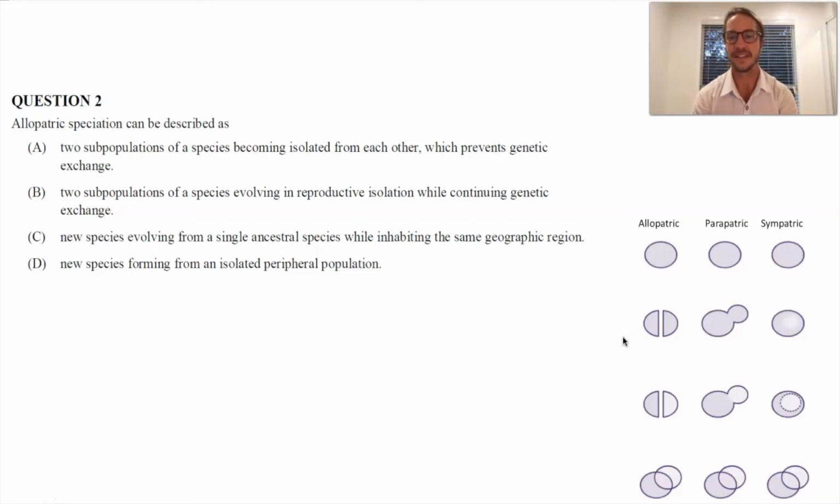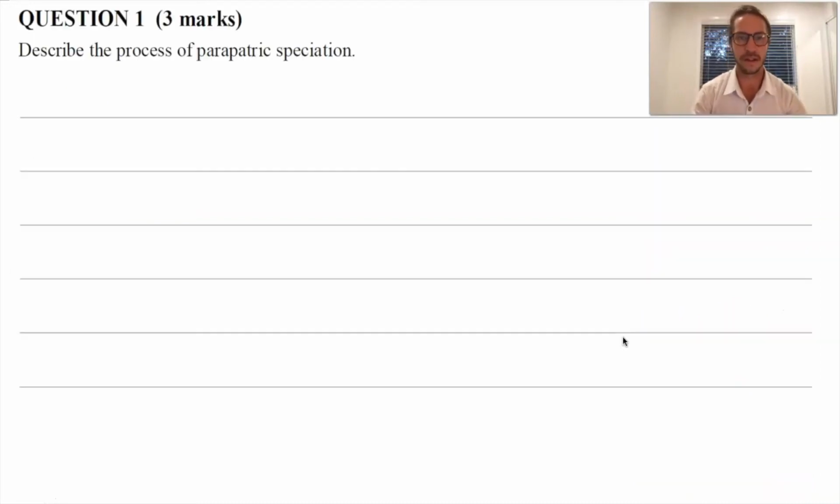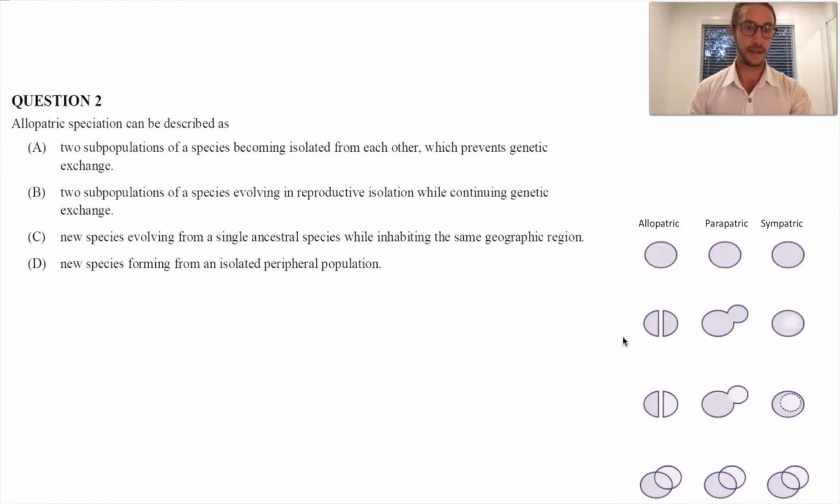Okay, hopefully you've been able to work through this. All right, here we go. A, is it when two subpopulations become isolated from each other, which prevents genetic exchange? Allopatric. Sounds pretty good. Or is it when two subpopulations of a species evolve in reproductive isolation while continuing genetic exchange? Well, we know allopatric has a physical barrier that causes reproductive isolation, so it can't be B. Is it C, when new species evolve from a single ancestral species while inhabiting the same geographical location?